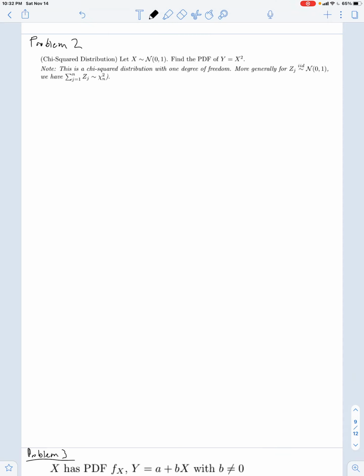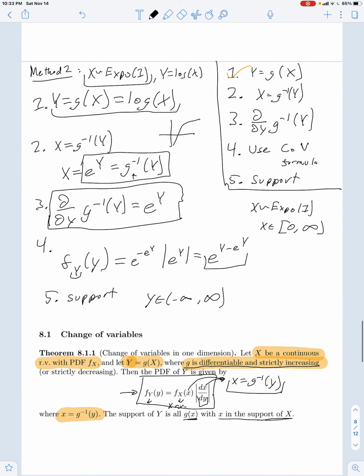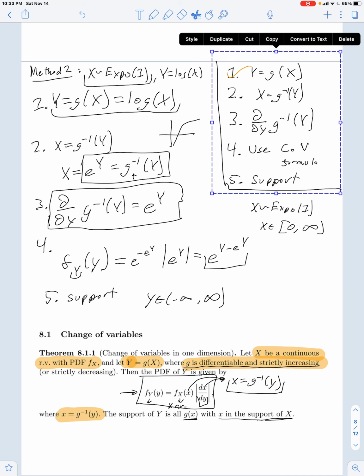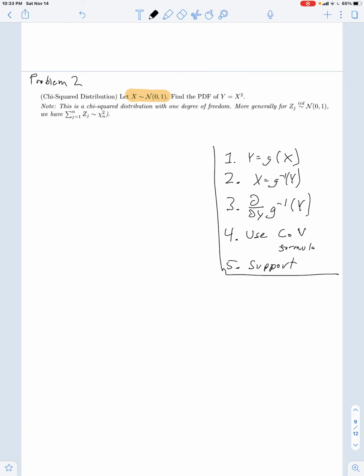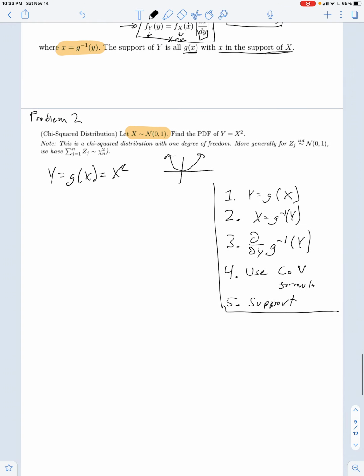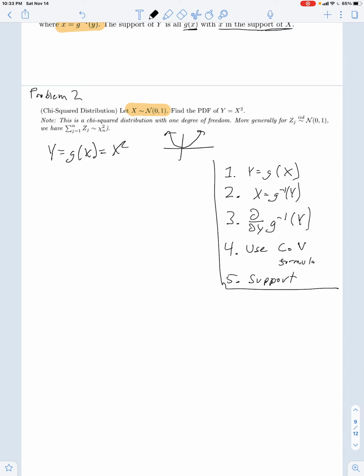So problem 2: say that X is normally distributed (0, 1). Then what we want is the PDF of Y equals X squared. Back from problem 1, I can copy this strategy down to see if it applies. But the first thing I notice is when I write down Y equals g of X equals X squared, it is not strictly increasing. It's not even injective. It's not strictly increasing, and it's not strictly decreasing, which is bad.